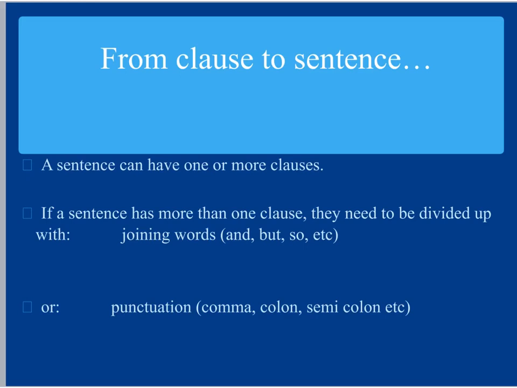So a sentence can have one or more clauses. If a sentence has more than one clause, they need to be divided up either with joining words, conjunctions like and or but or so, or with certain types of punctuation for certain circumstances. And it's this one that we'll come to later if you're being advised that you need to look at comma splicing and how to avoid it. But for now, clauses in a sentence can either be joined up with words or with punctuation.